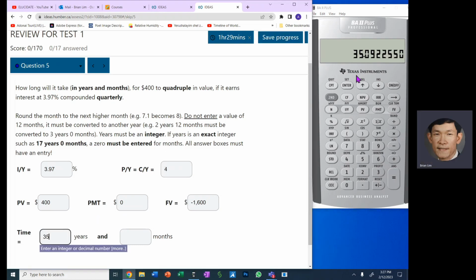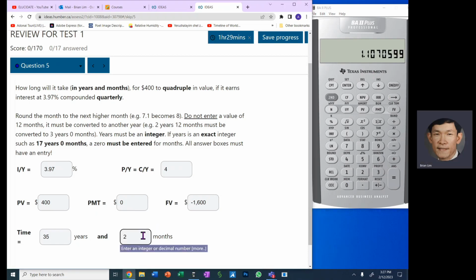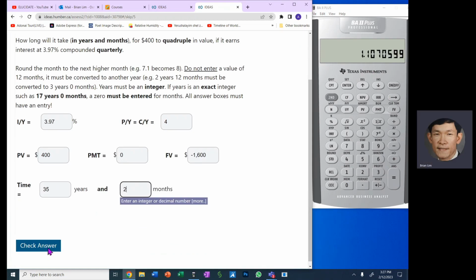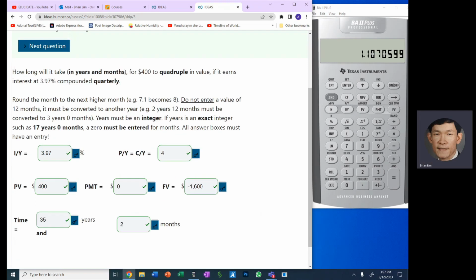Okay? And now we have to subtract the 35 and get the rest of the year, and that we multiply by 12, and we get the answer of 1.1 months, and that has to be rounded to the value of 2. All right, let's check the answer and see what happens, and the answer is correct. Okay, so that seems to work.